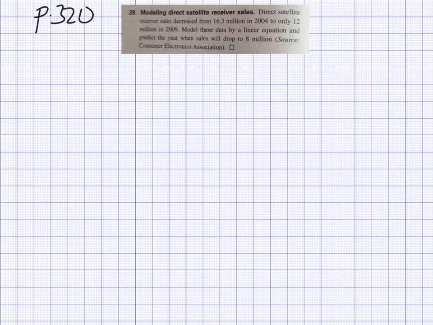Start with 2004. Remember, time is x, so that's going to be our x coordinate. And instead of 2004, I'm just going to use 0. So 0 for year 2004, and then 16.3 million will be the number of sales. That's our first point. The second one is 2009, which we said was 5 years after 2004, so it'll be 5, and the sales were 12 million. There we go, and you can see this is already a little bit nicer than having 2004 with the 16.3 and 2009 with the 12, because that would just make our arithmetic a little more complicated. So we have 2 points.